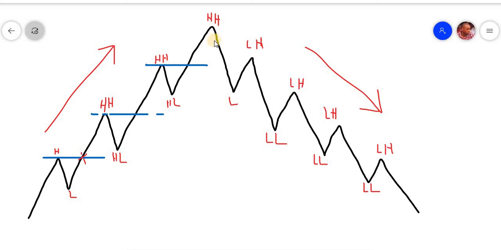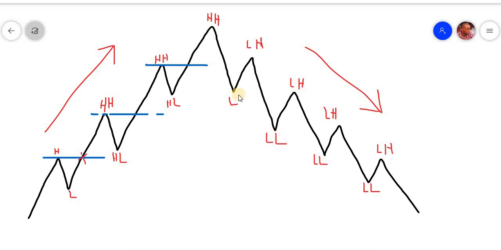The uptrend potentially reverses to a downtrend. Okay, let's go for the downtrend. For a downtrend to continue, it means that a new lower low must be formed.